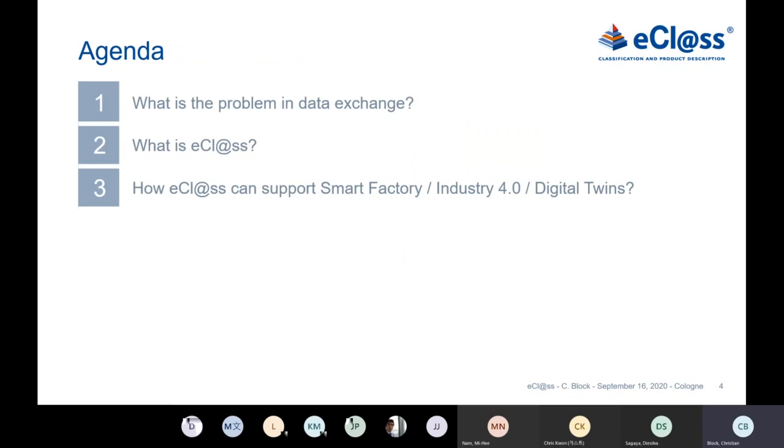What I want to do today is start with a short problem statement: what is the problem in data exchange? Then come to the point of ECLASS, the main point of this presentation: what is ECLASS and how can it support this data exchange? Then bring this together: how ECLASS can support the smart factory, Industry 4.0 or digital twins. All these terms belong together. I structured this coming from the history of ECLASS to what is new and where we are, what we are developing right now in the problem statement, and the same for the third point: how these problems can be solved and solve the problems of the future.